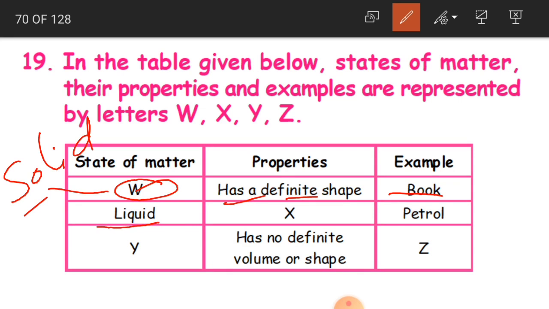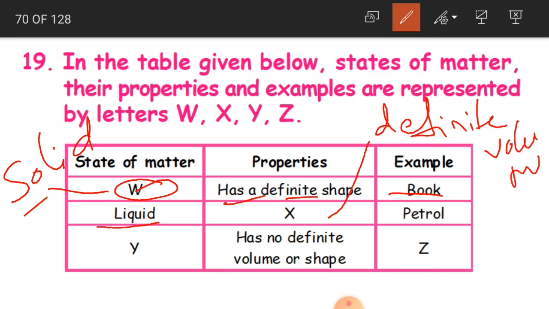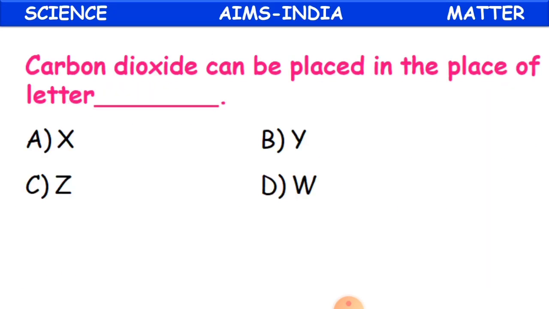When you say liquid, children, X, for example, which has definite volume. It has got definite volume. Okay, petrol, water and all that. So for example, petrol. Good. And Y, which has no definite volume or shape. This is gaseous form.